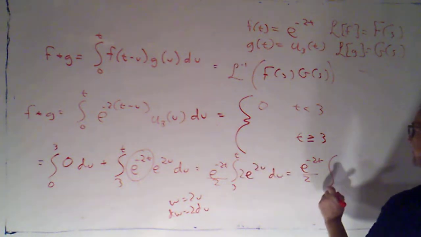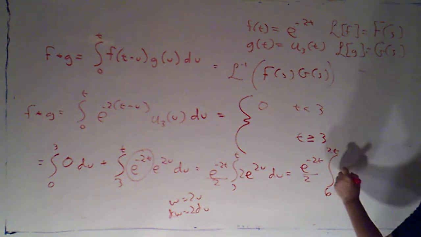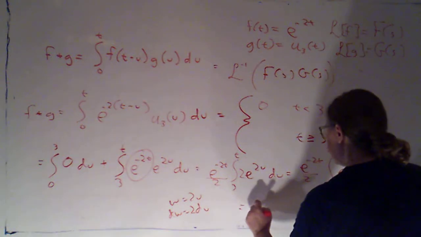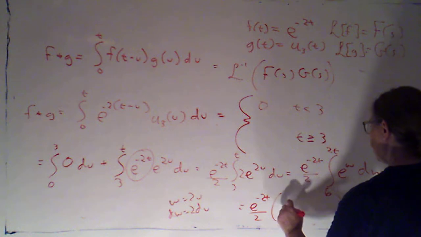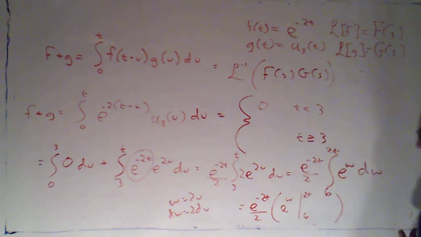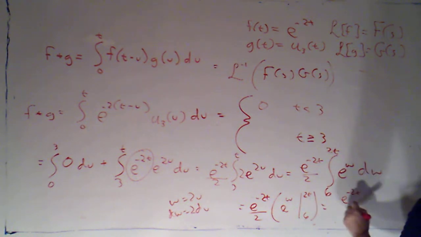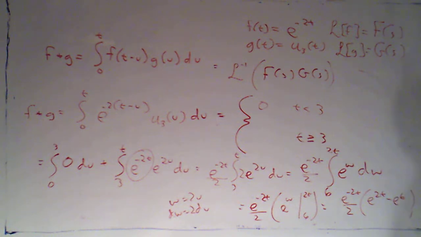From the w value at 3, which will be 6, to the w value at t, which will be 2t. And then it's just e to the w dw. So that is e to the negative 2t over 2 times e to the w evaluated between 2t and 6. So that's e to the negative 2t over 2 times e to the 2t minus e to the 6.